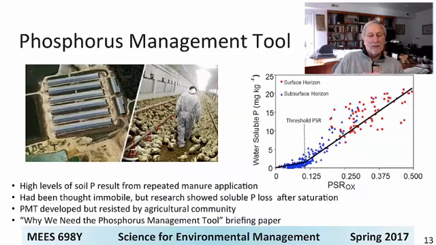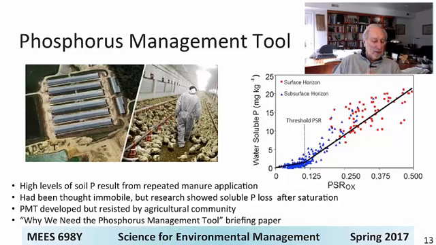So I mentioned earlier this phosphorus problem, that we found that in areas where there was a high level of soil phosphorus that resulted from repeated manure application, usually to satisfy the nitrogen requirements of the crop while applying too much phosphorus for the crop, more phosphorus than the crops needed year after year. But it had been thought that phosphorus was particle reactive and it was bound to the soil. But research showed that soluble phosphorus loss occurred after saturation, as summarized in this figure here.